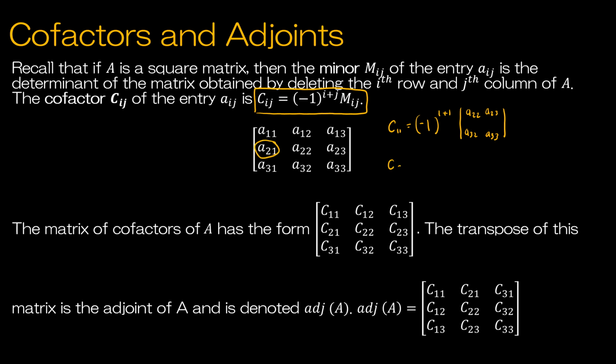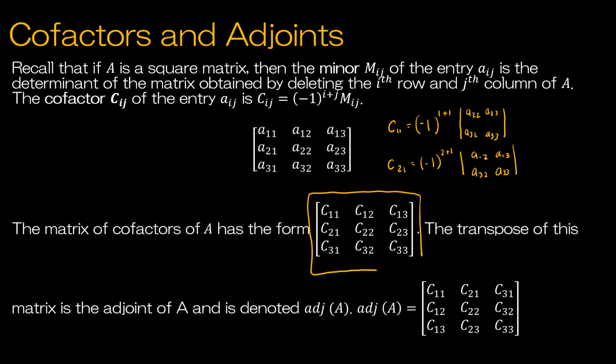A21 would give me C21, which is -1 to the 2 plus 1. And then if I took away the row and the column, I would be left with A12, A13, A32, and A33. Then I would find the determinant of that resulting matrix. That is a cofactor.